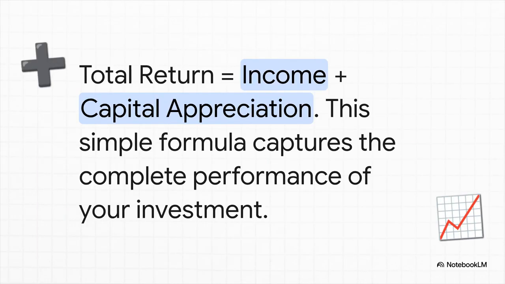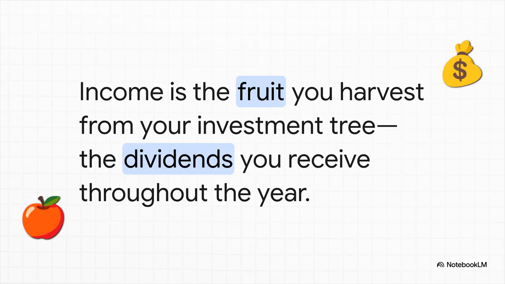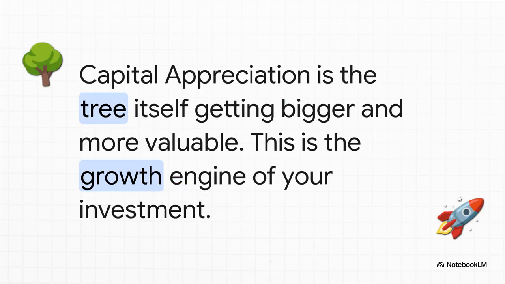And the formula? It's actually super simple, but really powerful. Total return is just the income you receive, plus that capital appreciation, which is just the increase in your investment's value. You need both pieces to see what's really going on. So let's bring this back to our tree. That income part of the equation, that's the fruit we were talking about. It's the dividends, the cash you can actually put in your pocket. It's the yield component. And the other half, the capital appreciation, that's the tree itself getting bigger, stronger, and more valuable over time. A growing tree means more fruit in the future, right? This is the real growth engine of your investment.